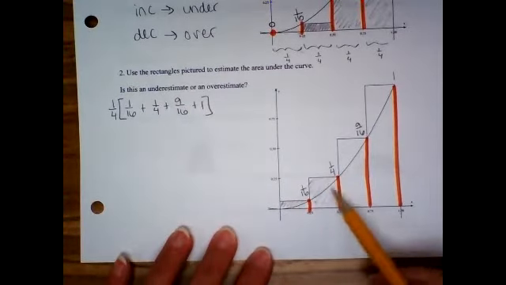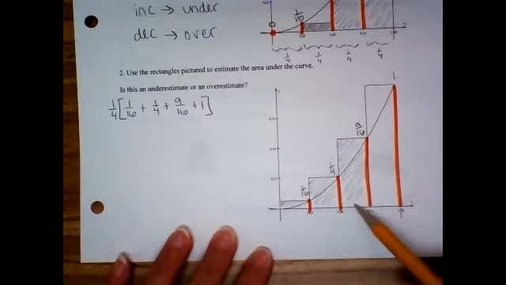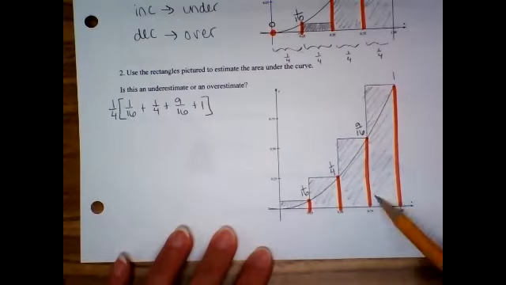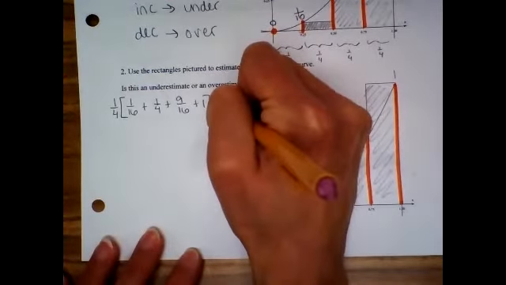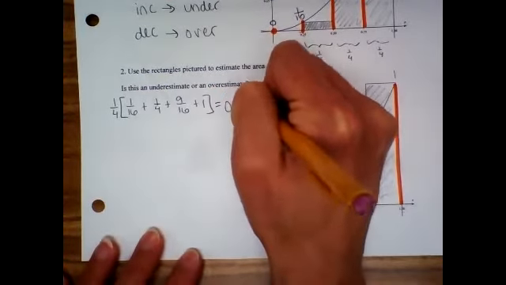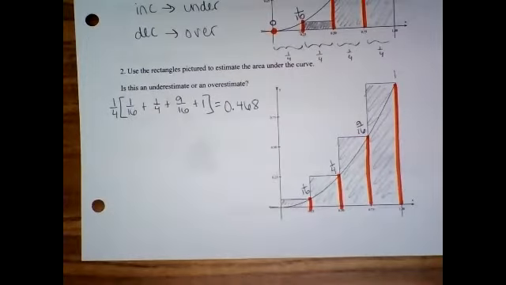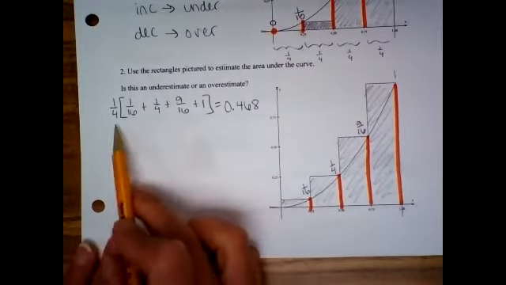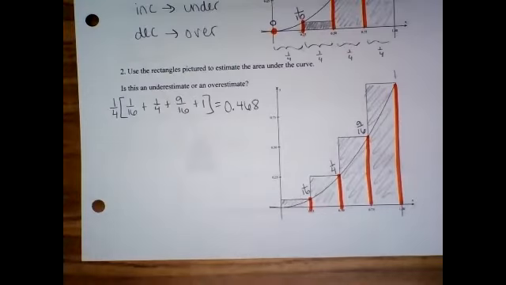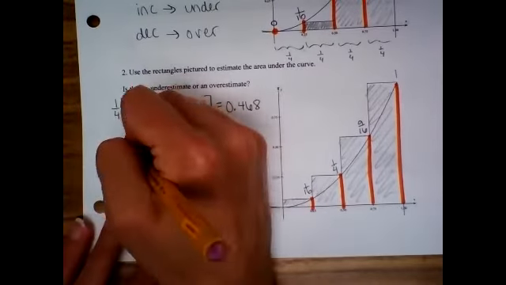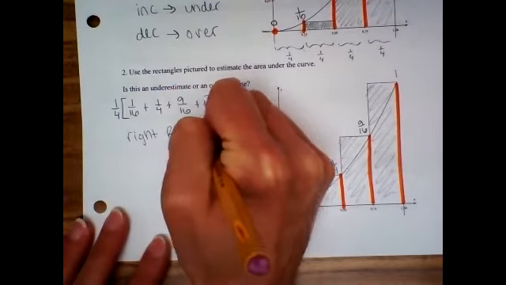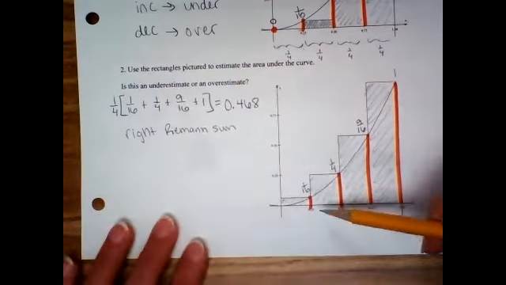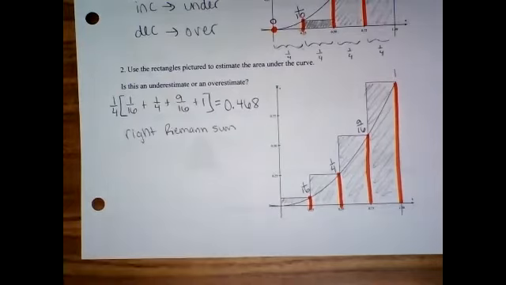If you want to shade all of them in, again, you don't have to, I'm just showing you. This is the area that we're finding, adding all of those up. So if you type that in the calculator, you would get 0.468. I'm just giving you that so you have a reference for a decimal, because I know you don't know what this is just off the top of your head. And that is called a right Riemann sum, because we took the heights from the right side of the subintervals.